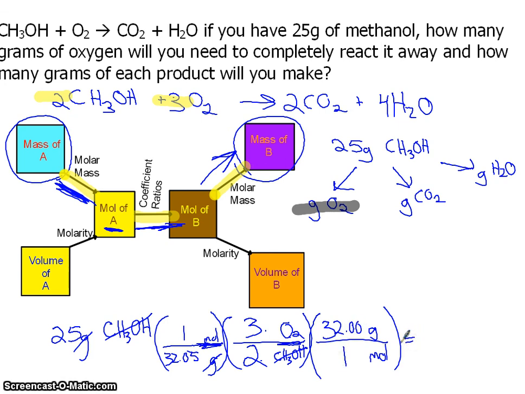All right, so now it's a matter of, once I have it all set up, just plugging in the values. Okay, so 25 grams, divided by 32.05, gives me 0.78 moles. Now I'm going to multiply by 3 and divide by 2. That gives me 1.17 moles of O2. And finally, I'm going to multiply by 32 grams per mole and get 37 grams of O2. Okay, so that's answered one of my questions.